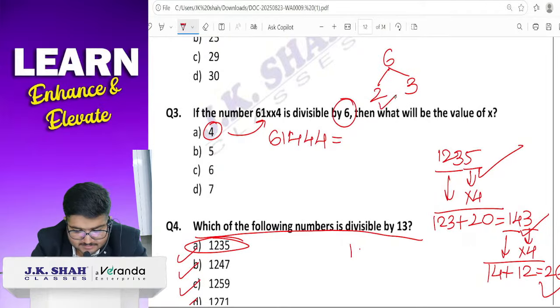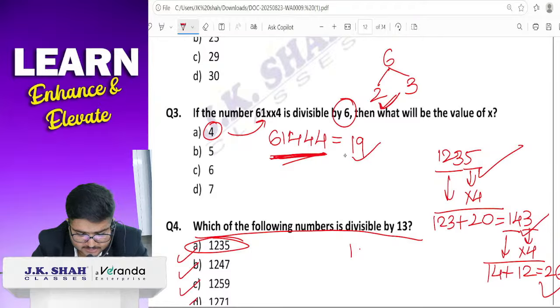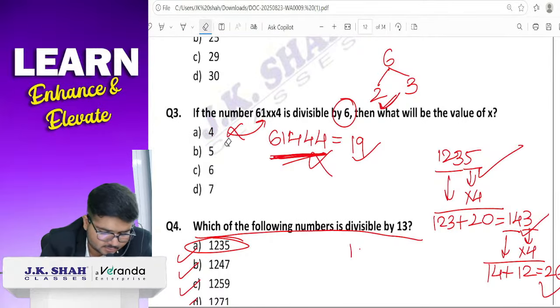Sir, is this divisible by 2? Is this number divisible by 2? Yes, sir. Is this number divisible by 3? Add all the digits. Answer is 19. Is this divisible by 3? No, sir. Then this number is not divisible by 3 and therefore 4 is not our answer. 4 is wrong.